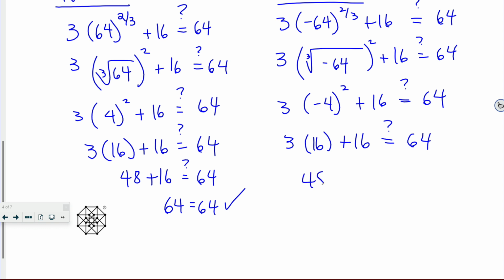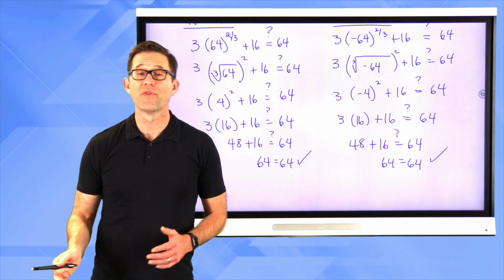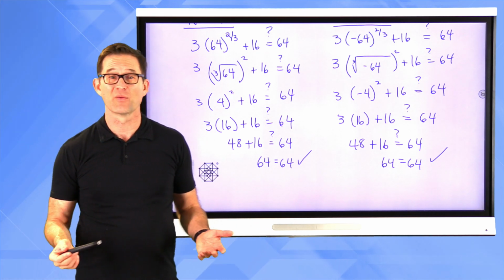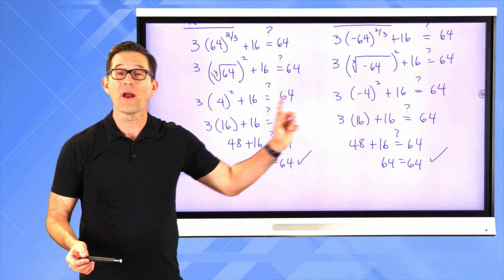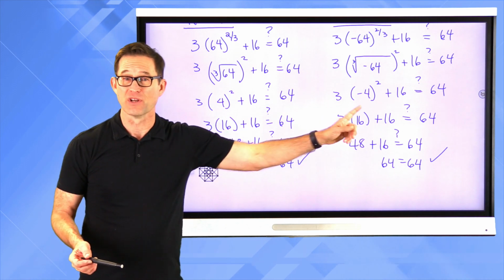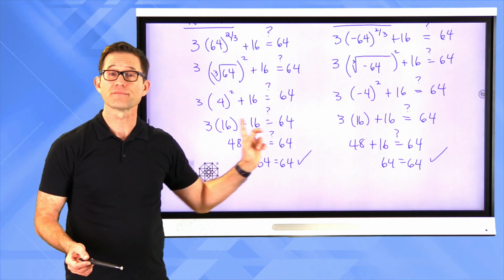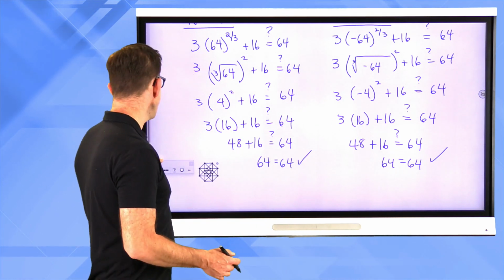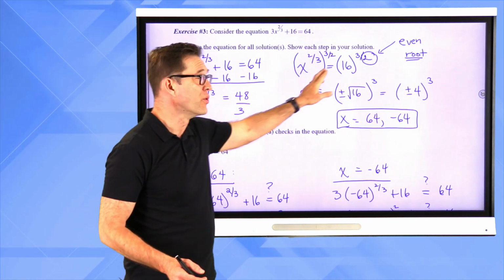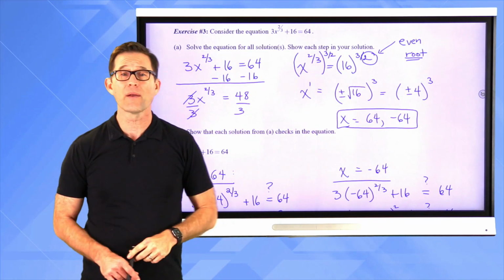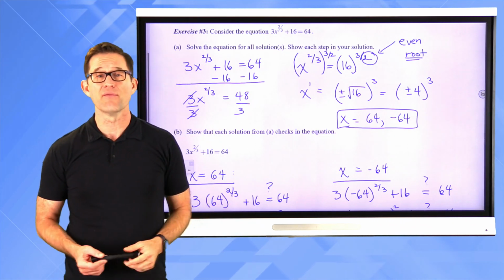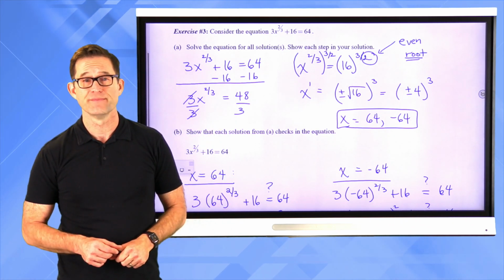3 times 16 is 48. And 64 is equal to 64. And that's really why both the negative and the positive work, because ultimately, right, we end up squaring the negative version as well as the positive version, and they give us the same number here. All right, now, if we had taken an odd root to solve this problem, we would have only had one answer. But because we took an even root, we end up having those two answers.